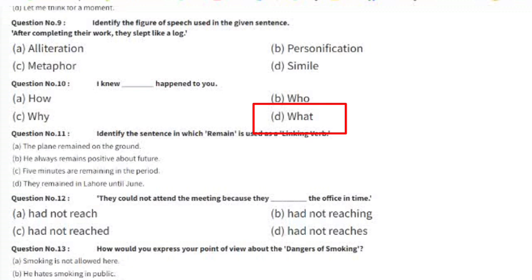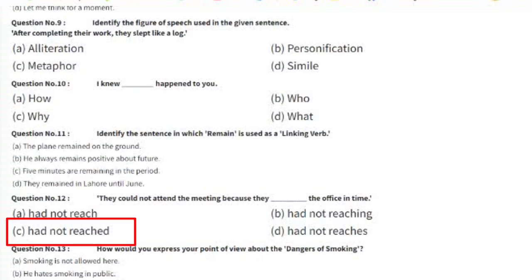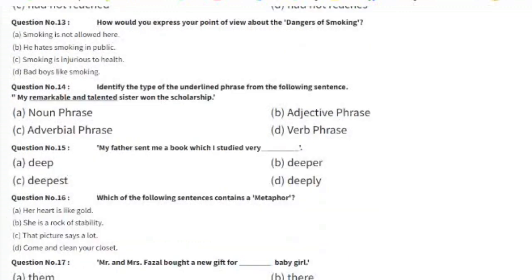Question number 11, identify the sentence in which remain is used as a linking verb. The right answer is B, he always remains positive about future. Question number 12, they could not attend the meeting because they dash the office in time. The right answer is C, had not reached. Question number 13, how would you express your point of view about the dangers of smoking? The answer is C, smoking is injurious to health.